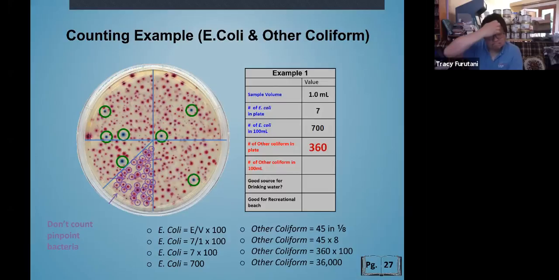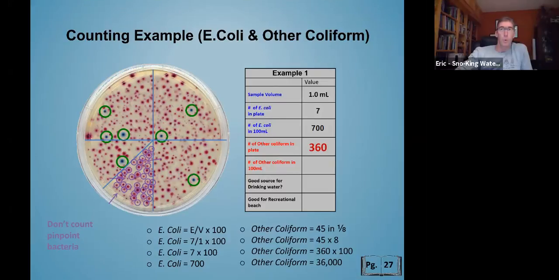We don't really worry about that number. That's kind of just a reference number. We record it, but the E. coli is really the key number that we're concerned about. The other number, it'd be unusual if you found no other coliform when you had a bunch of E. coli. So that might tell you there was something going on with your sample or with your materials.